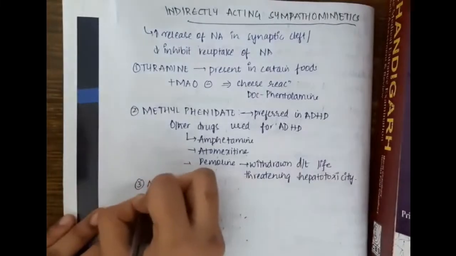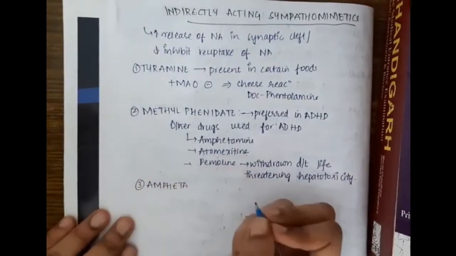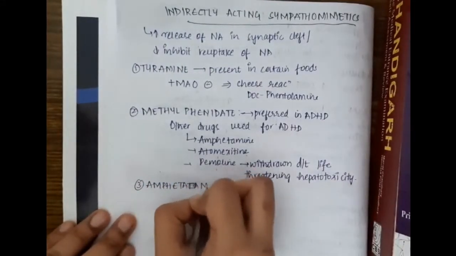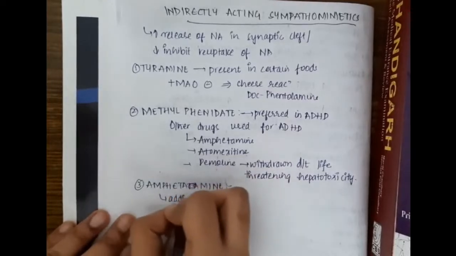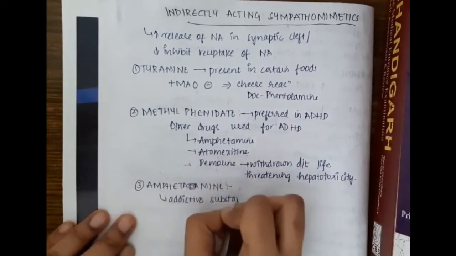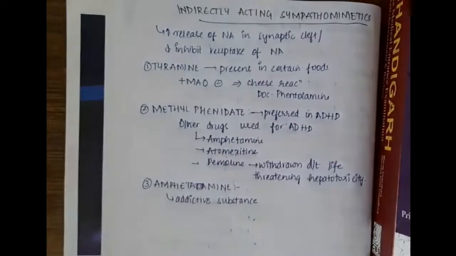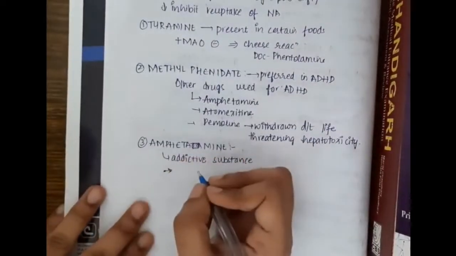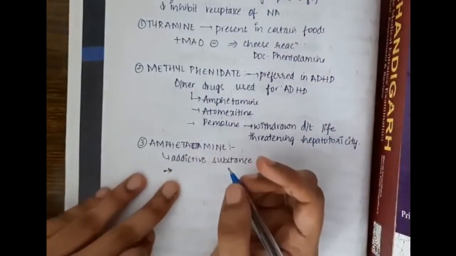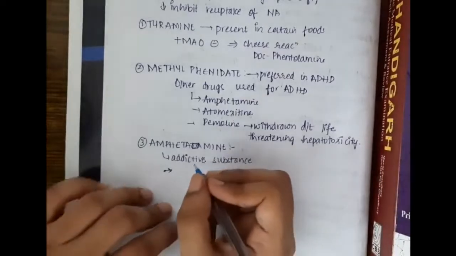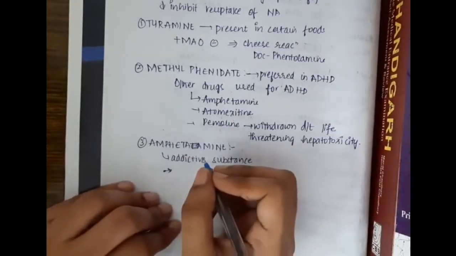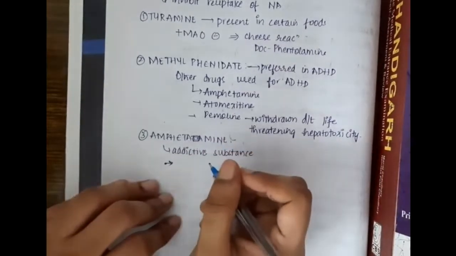So the third drug is amphetamine. Amphetamine is actually an addictive substance. Amphetamine is a basic drug. So we have one important use of amphetamine.